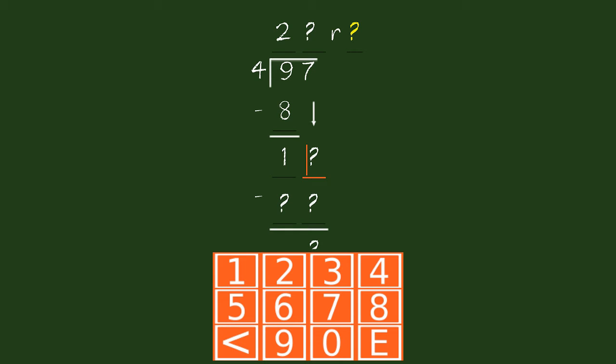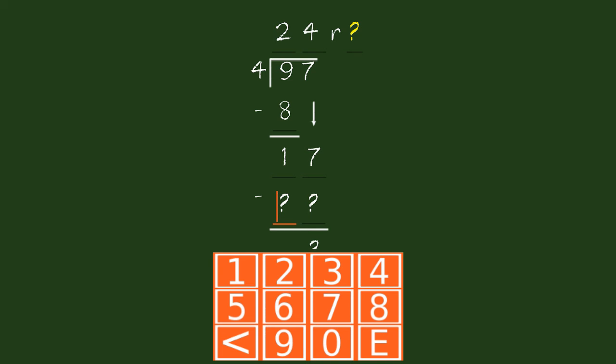Now touch the question mark where the 7 will go and the 7 on the keyboard to place it there. Now we need to divide this 17 by 4. What will we multiply by 4 to get close to 17 but not go over it? From your times tables, remember 4 times 4 equals 16, so let's try 4. Touch the question mark in the ones column of the answer and the 4 on the keyboard to put a 4 there. Now multiply the 4 times 4, which equals 16.